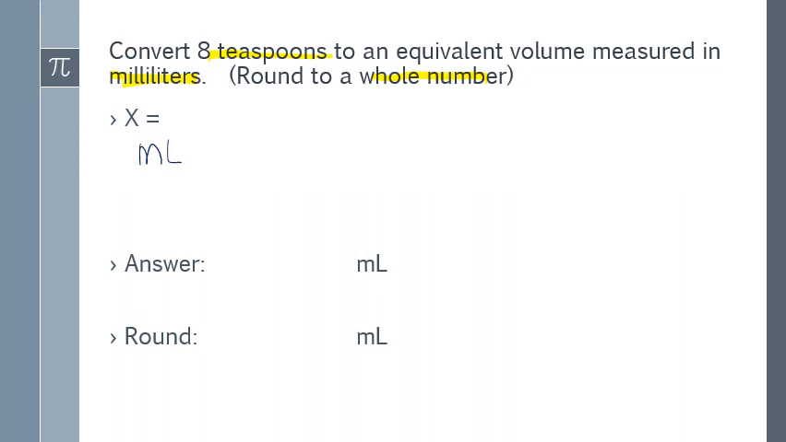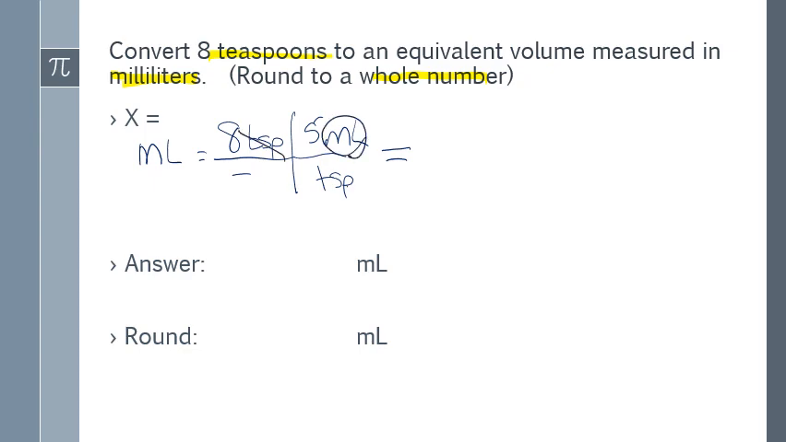And we'll just do milliliters because that's what we're solving for. We know that we have 8 teaspoons. And we also know that we have to convert that from an equivalency. So in a teaspoon, there are 5 milliliters. Now this is one of the things that you are going to need to commit to memory, which is 5 milliliters per teaspoon.